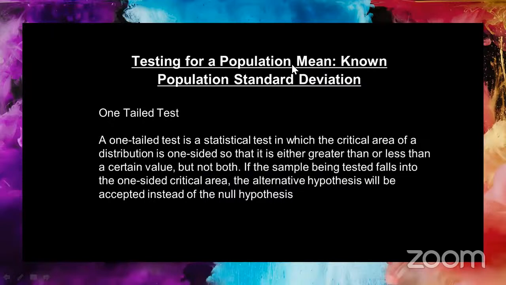Now for the one-tailed test. A one-tailed test is a statistical test in which the critical area of distribution is one-sided, so that it is either greater than or less than a certain value, but not both. If the sample being tested falls in the one-sided critical area, the alternative hypothesis will be accepted instead of the null hypothesis.